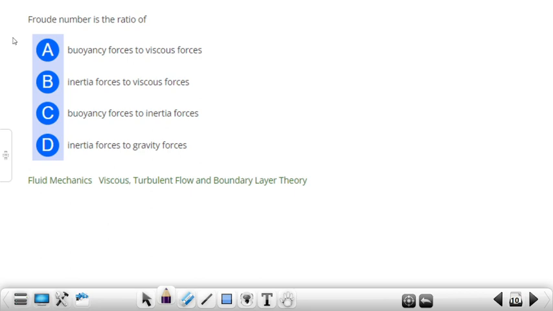Next, the third number is the ratio of. Just a minute.